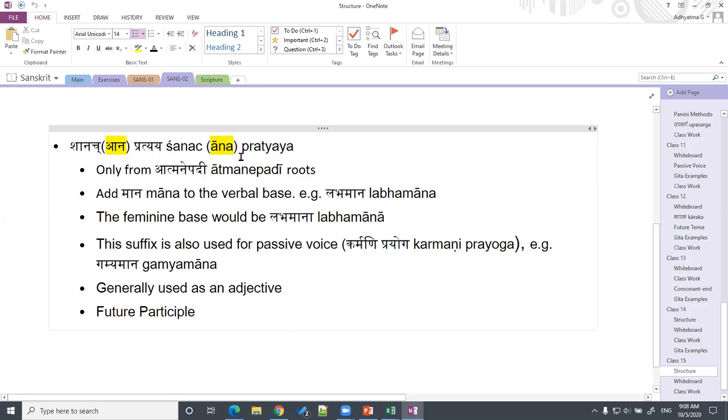So one characteristic of this suffix is that it's only from Atmanepadi roots. So there is a very clear distinction. Last time, what we studied, At Shatru Pratyaya, was from Parasmaipadi roots. This is from Atmanepadi roots. The meaning is exactly the same. The same meaning which the Pratyaya At conveys for Parasmaipadi roots is conveyed by Ana for Atmanepadi roots.